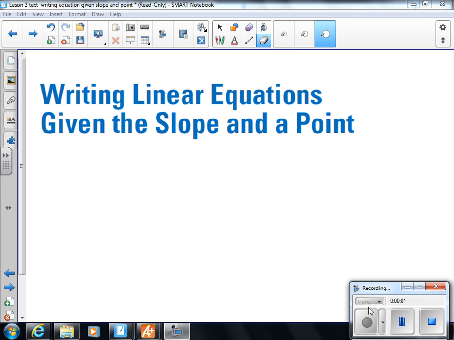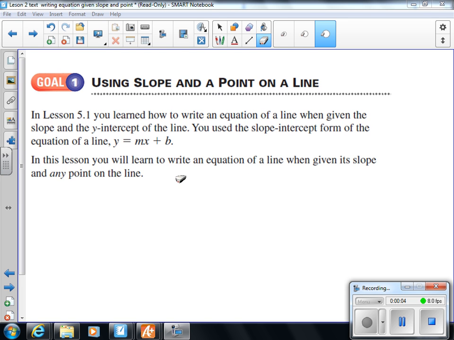We're going to be working on writing linear equations given the slope and a point. In the last lesson, you learned to write an equation of a line when you were given the slope and the y-intercept. In other words, you were given m and you were given b, and all you had to do was write it in slope-intercept form. In this lesson, we're going to learn to write the equation of the line when you're given its slope and a point on the line.